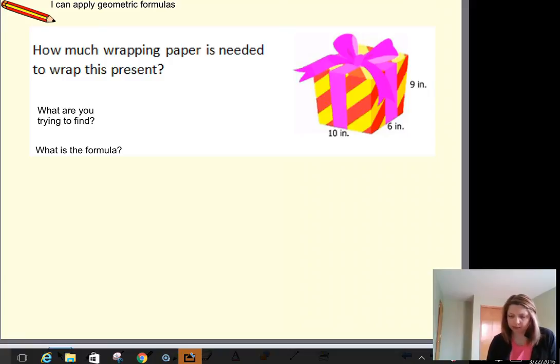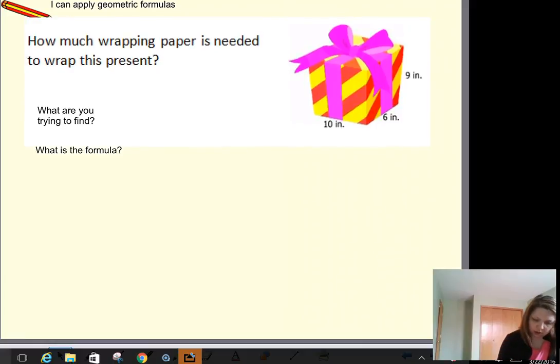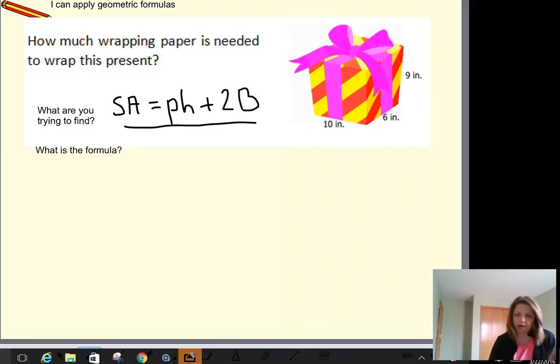So the surface area of this box will be, oops, I did not notice I'm not with a pencil mark. Okay, so the surface area of this will be equal to P times H plus 2B. So this is the formula you have been given on your formula sheet. And it says that B stands for the base, H is the height, P is the perimeter, and surface area is SA. So this is one way to think about it, but also there is another way.